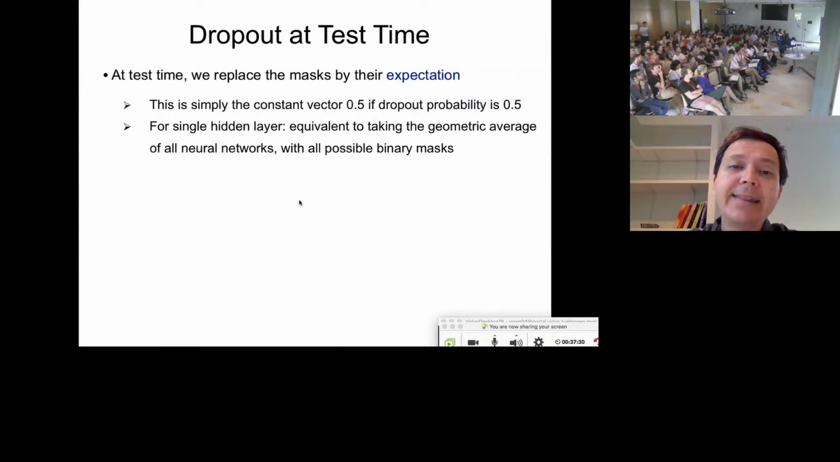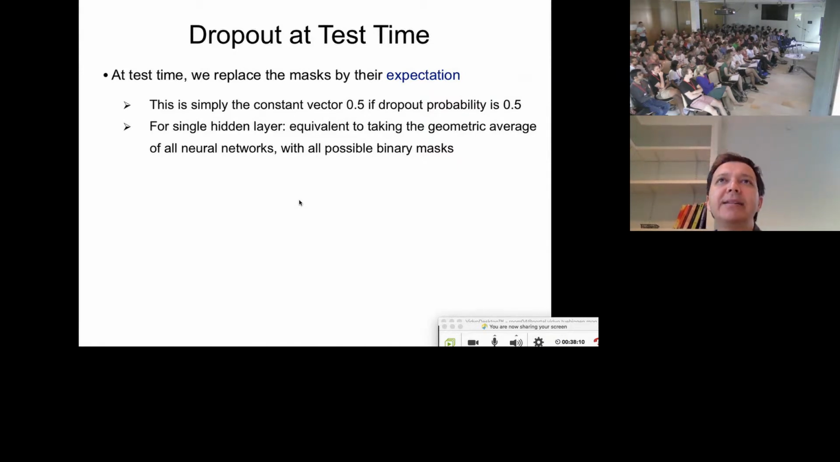The other way to view what dropout is doing is as taking the geometric average of all neural networks with all possible binary masks, right? You could use Monte Carlo: keep sampling the masks and then average the predictions. As the number of samples goes to infinity, this would effectively look at all of the networks and take the geometric average of them. If you go beyond a single layer, with multiple layers, the geometric average is not quite right, but it's just an approximation, right?